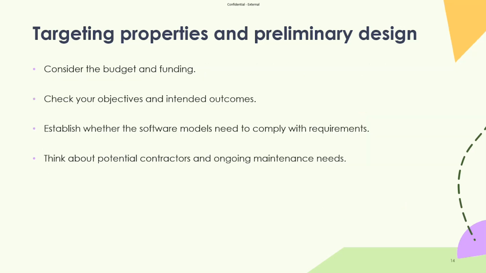So the last few things to consider when targeting properties in your preliminary designs is firstly to consider the budget and the funding. It is imperative to know the intended software model proposed to be used and how it fits into the project budget and funding. Next is to check your objectives and intended outcomes. So review the functionalities of the modeling software against your objectives to make sure that they are aligned to what you need. Then you want to establish whether the software model needs to comply with certain other requirements.